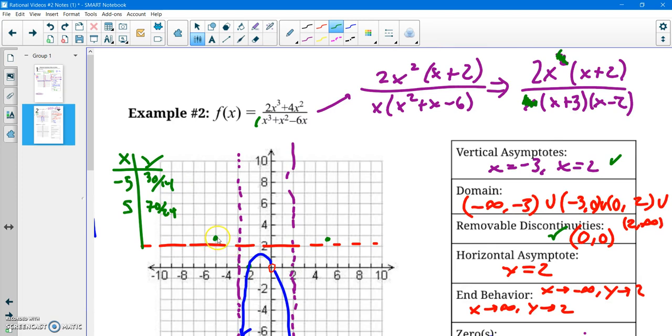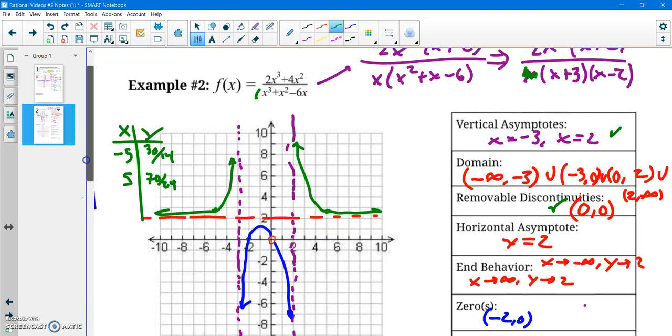So -5 is at a little more than 2, so I put that point there, which convinces me the graph looks like this. At 5, it's a little less than 3, so I put the point there, which convinces me the graph looks like this. I know it's a little time consuming. I do need you to be able to do that.